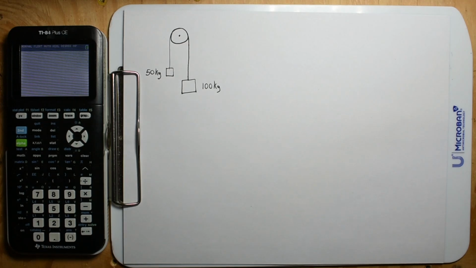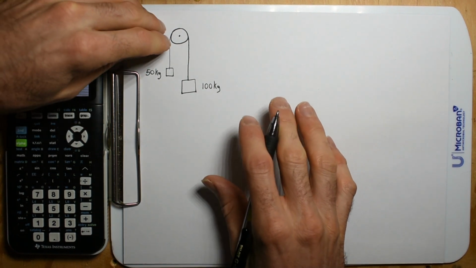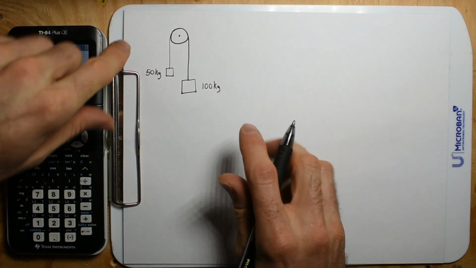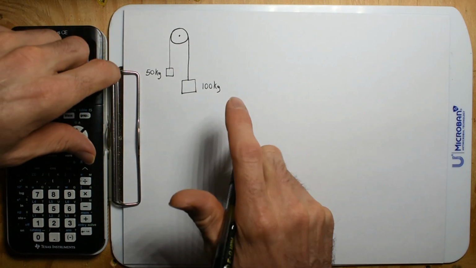Alright. So what we have here is a pulley, and what I want to do is reference this video for other rotational problems. If we have 50 kilograms on this side and 100 kilograms on this side, you know what I mean?